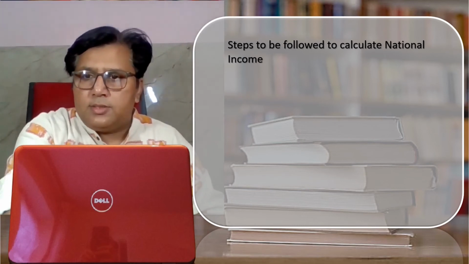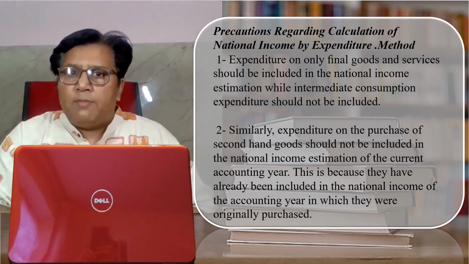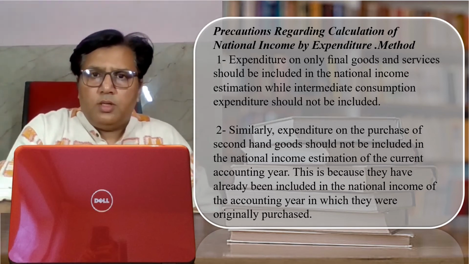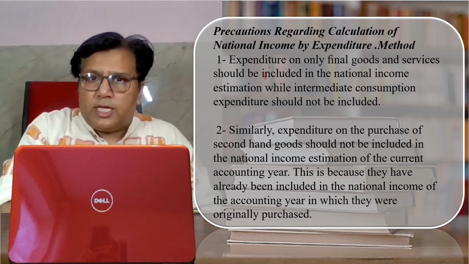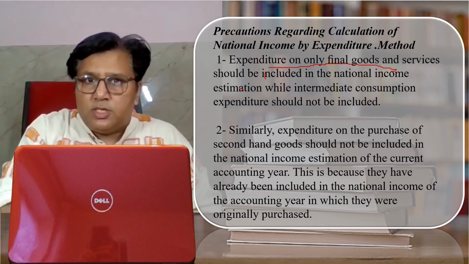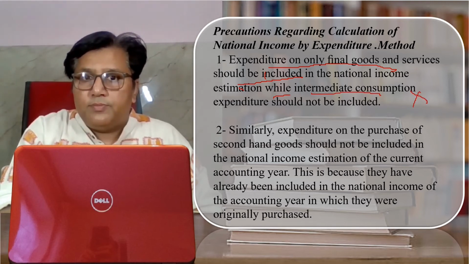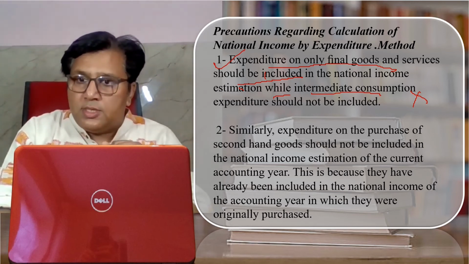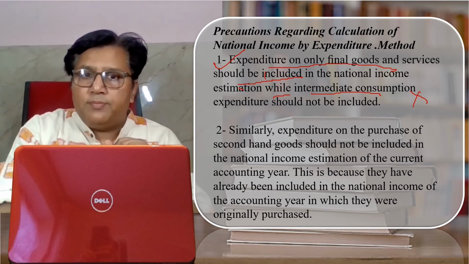Now let us discuss the precautions that one has to consider at the time of calculating the national income by the expenditure method. One has to consider following precautions. The first one is expenditure on final goods and services should be included, while intermediate consumption should not be considered. It means only the expenditure on final goods and services should be considered, and we don't have to consider the intermediate consumption. That is the precaution number one.